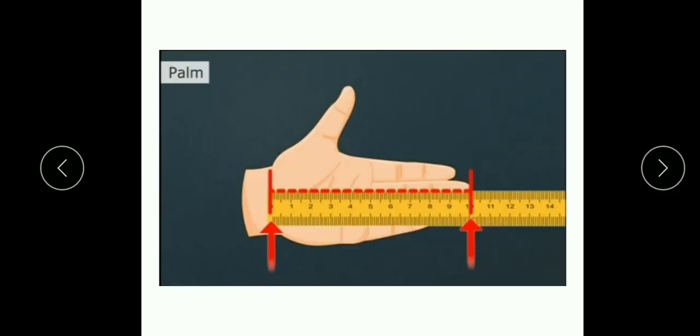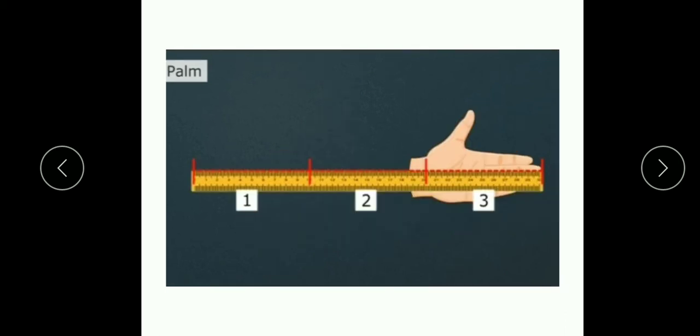Children, next is palm. It is a unit of distance equal to the length of the hand from the wrist to the end of the middle finger. This distance is palm. Let's take an example. See, the length of the scale is about 3 palms. This is your first palm, second palm and then third. So its length is about 3 palms.